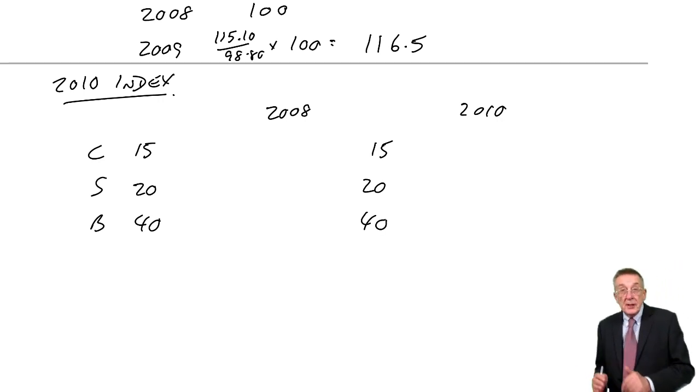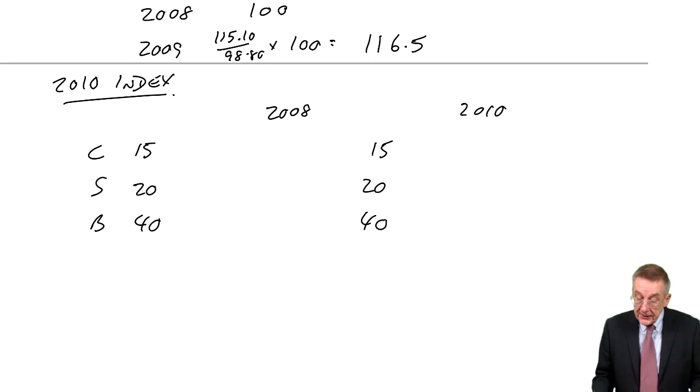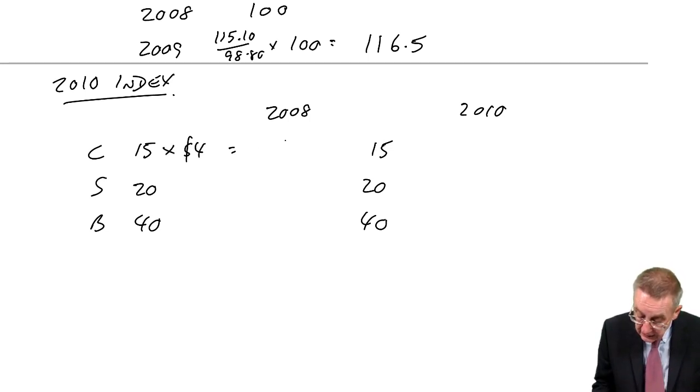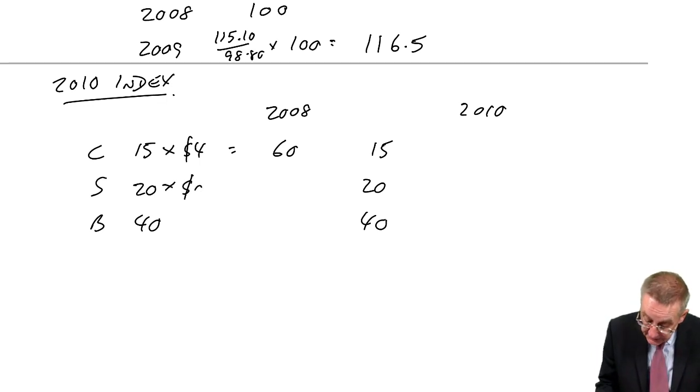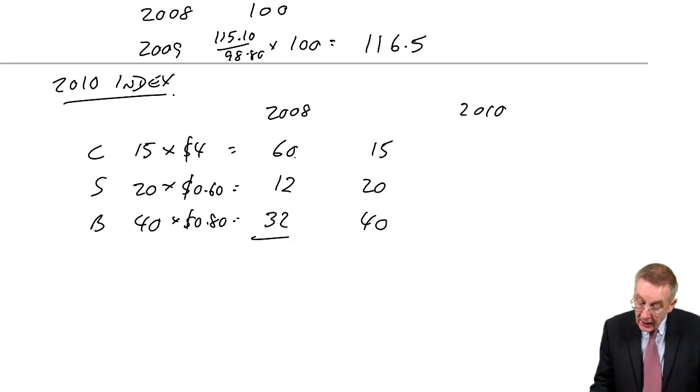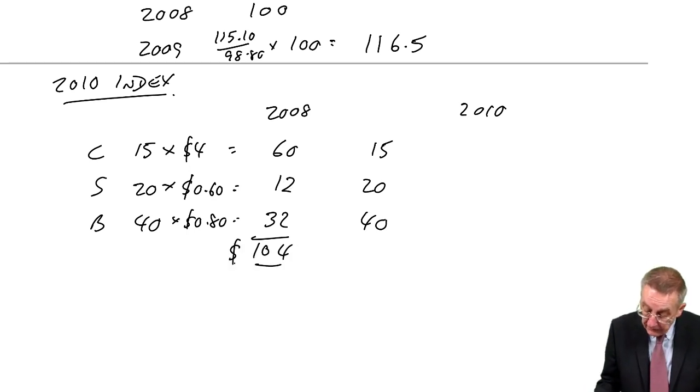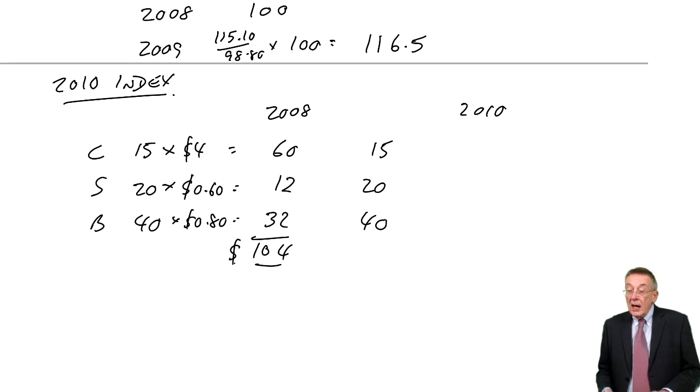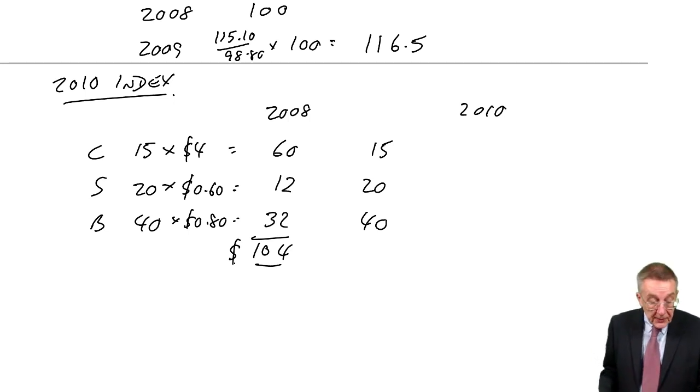And we compare the 2010 price with the 2008 price. So in 2008, it was $4 for coffee. It was 60 cents for sugar. It was 80 cents for bread, which comes to what? 4.32. So a total of 72.74.104. And what did the same basket cost in 2010?